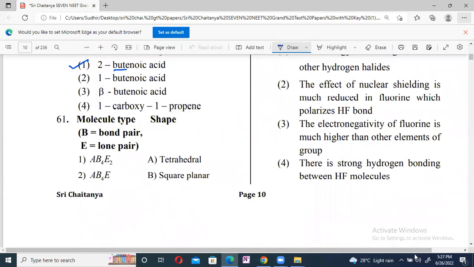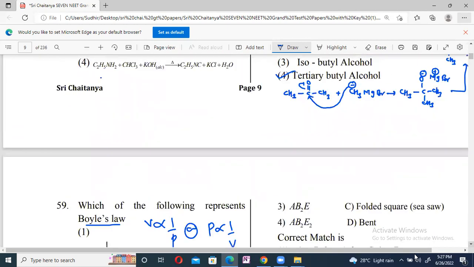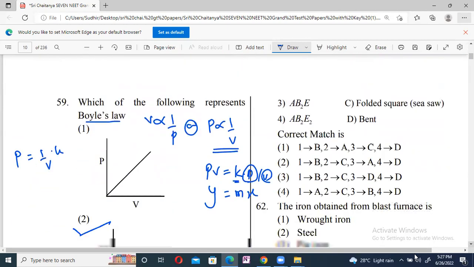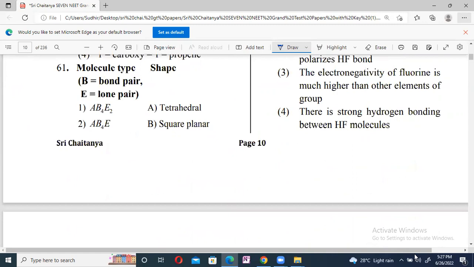Molecules having the following shapes. This is AB4E2, tetrahedral, AB4E, square planar, and one more on the other side: AB2E, AB2E2. Third one is AB2E, and fourth one is AB2E2. What they wrote here is folded square, and for D they give bent. Right, these are the shapes.